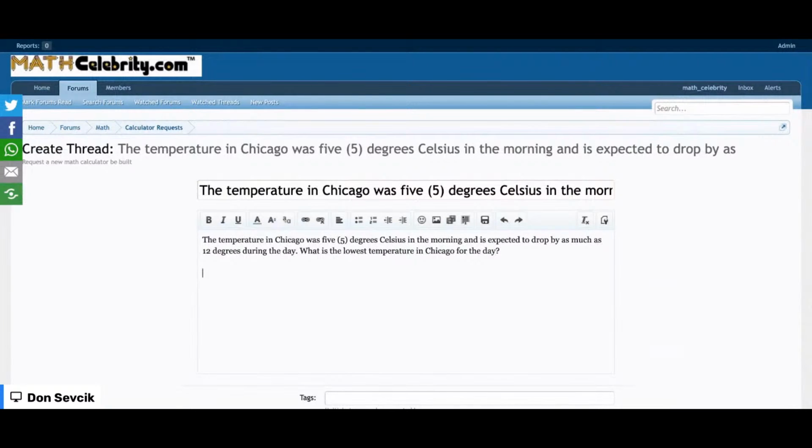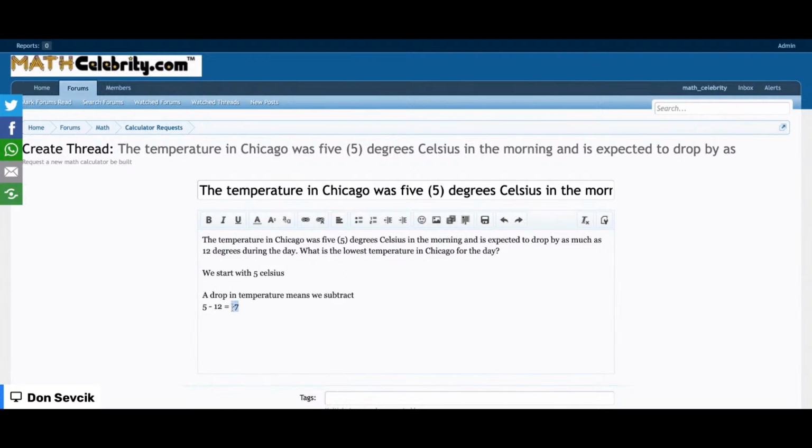The temperature in Chicago was 5 degrees Celsius in the morning and is expected to drop by as much as 12 degrees during the day. What's the lowest temperature in Chicago for the day? We start with 5 degrees Celsius. A drop in temperature means we subtract. So we've got 5 minus 12 equals negative 7.